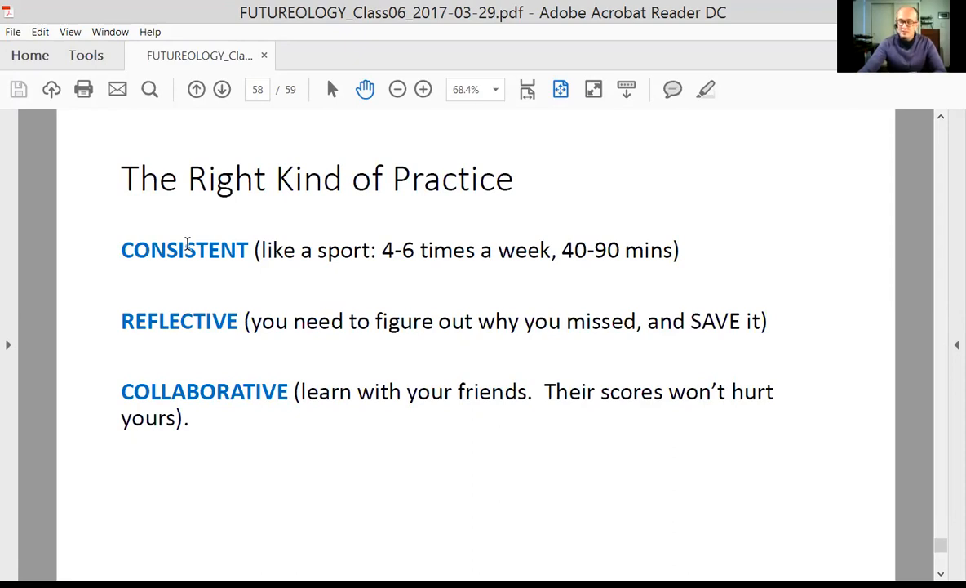And that leads to the third part, which is collaborate. It's really good to share this with people. People learn together in groups. You're going to find solutions from other people that you didn't expect. And in teaching things to other students, you yourself will get a lot better.